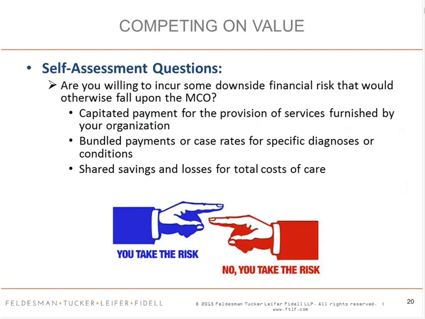For example, when a plan pays an IPA or pays a provider in a capitated manner, they're giving you a fixed amount of payment to provide a range of services, and they don't have to pay you any more, even if you provide more services or have more patients than you expect to. It's all a set, fixed payment paid in advance. The same is true for bundled payments or case rates that pay for specific diagnoses or conditions. The plan pays you a fixed amount, and that's all you're going to get.